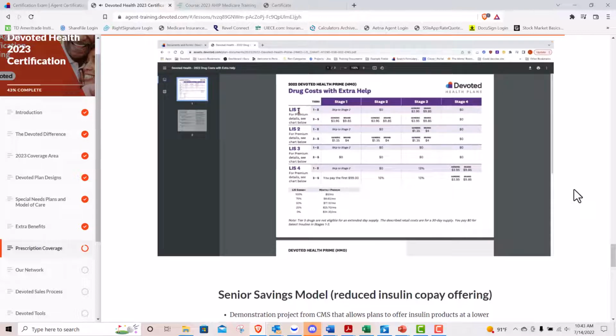Let's say someone is a low-income subsidy level 1. If you're looking at their prescriptions on our lookup tool and you identify that they take a tier 2 prescription, it'll tell you right up here that they won't pay anything until they hit the coverage gap. Starting in the coverage gap, that's when you'll start to see that they'll have the generic cost of $395 or brand cost of $985.